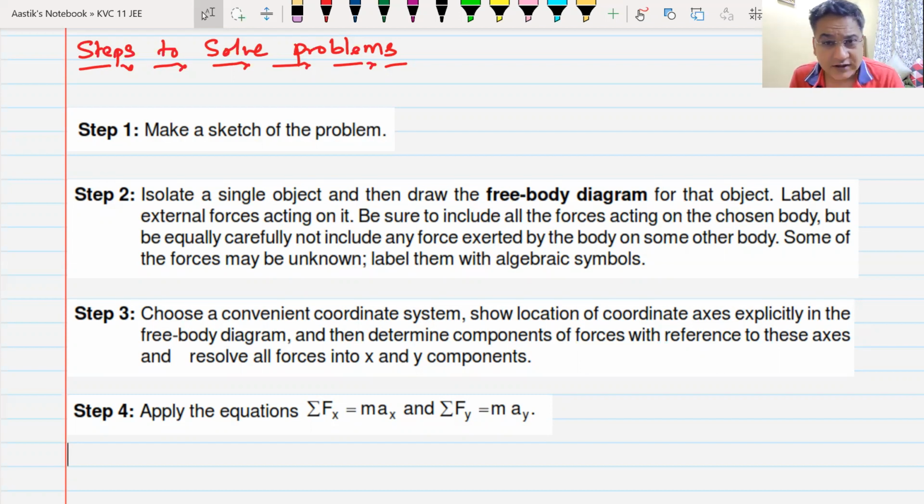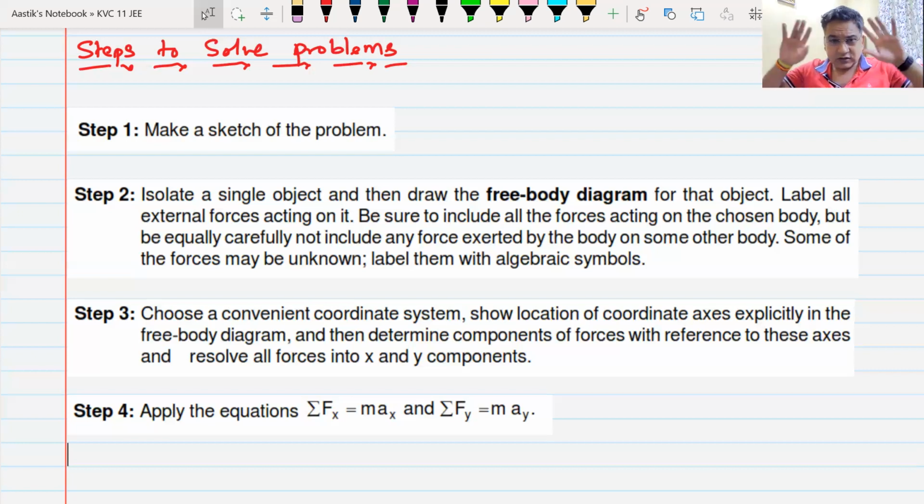For each body, you have to write this equation. There may be more than one body. Remember that. For Fx, the net force along x-axis will be m into ax, and the net force along y-axis will be m into ay. All of us understand this, boys, girls, all of us are together.